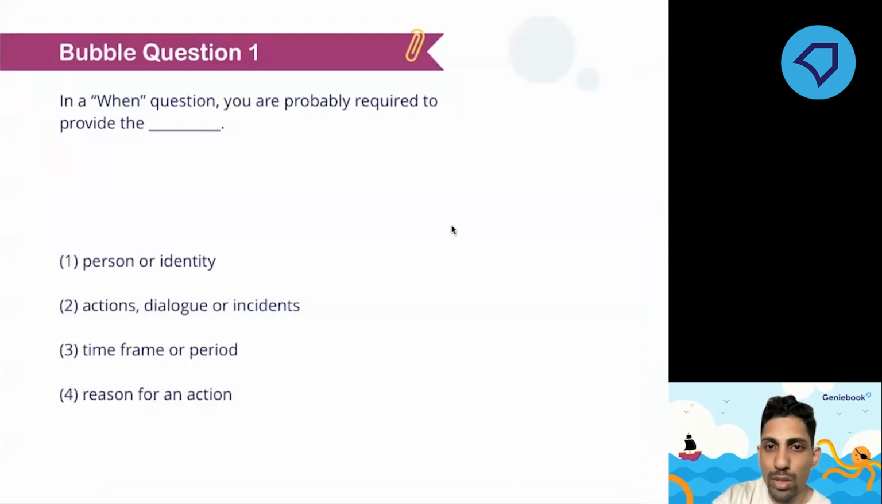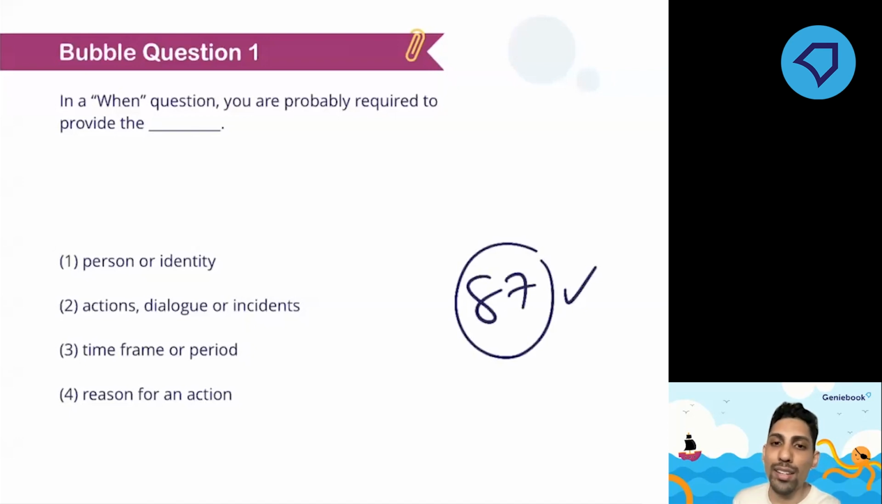Let's go to bubble question 1. Common sense. Ready? Go. Okay. So, 87 people got it right. I don't know why a lot of people pick number 2. Why do you pick number 2? We want a when. We're not asking for what happened. We're not asking for actions or whatever. No, this is a what question.